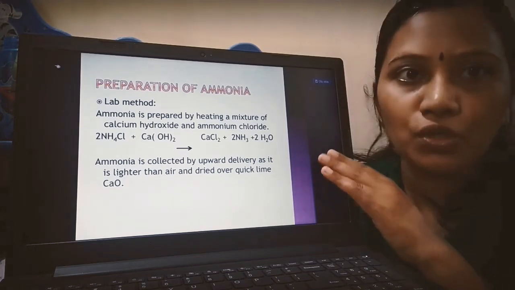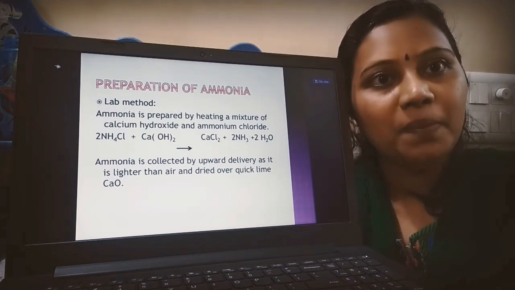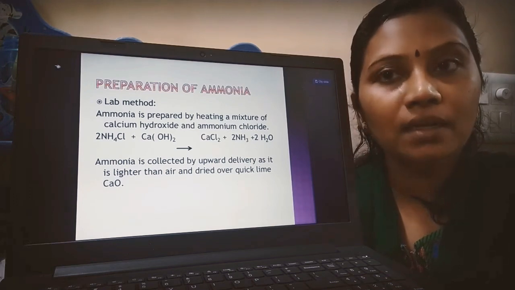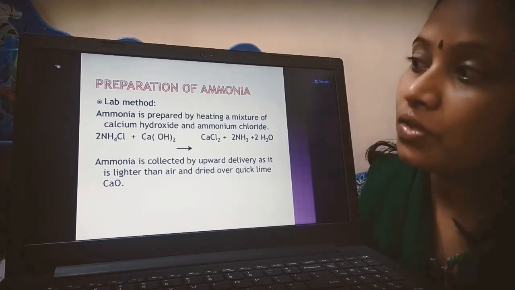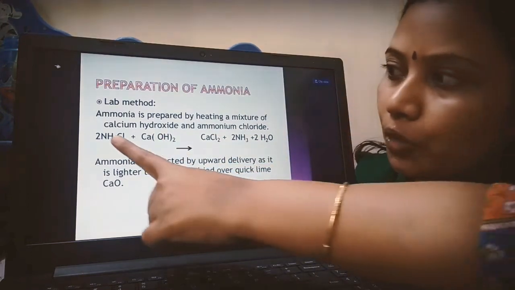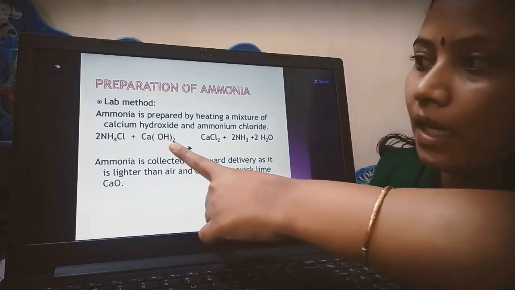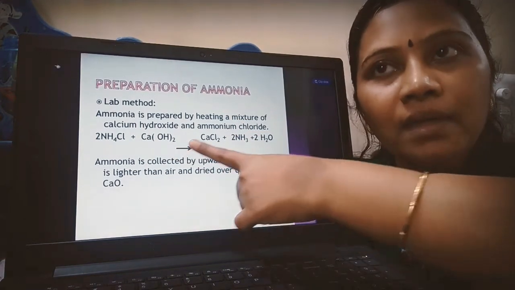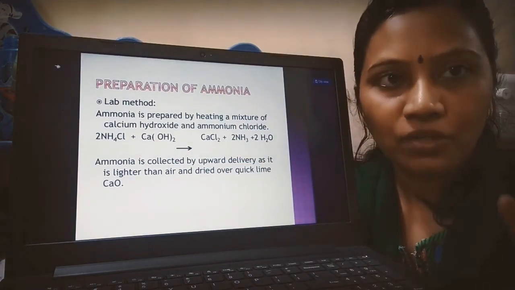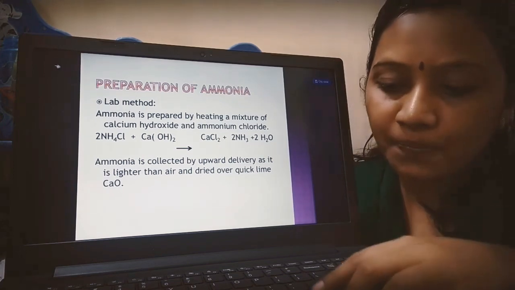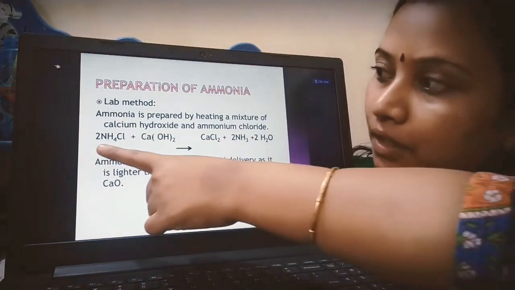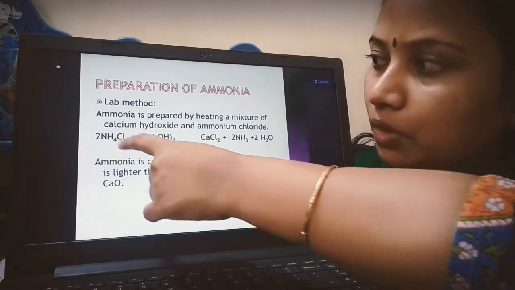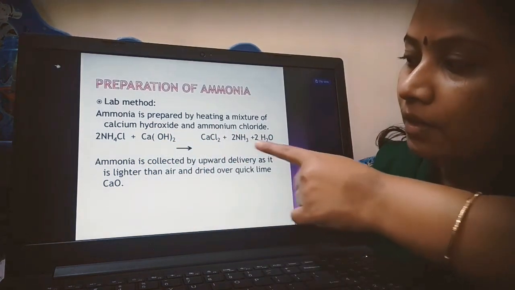Then moving to preparation of ammonia. Whenever I say preparation of ammonia, then immediately you should remember Haber's process. Okay, that's a commercial method to produce ammonia. So the first lab method is heating ammonium chloride and calcium hydroxide. How to prepare ammonia in the laboratory? How do you prepare dinitrogen? Hope you all remember ammonium chloride plus sodium nitrate. Here using ammonium chloride and calcium hydroxide, I got calcium chloride, then ammonia plus water.